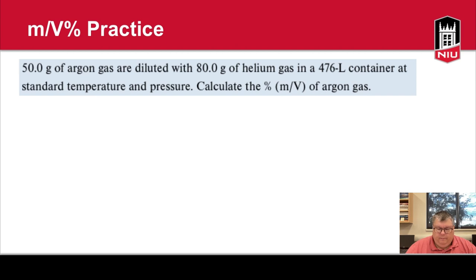Let's do another one. 50 grams of argon gas are diluted with 80 grams of helium gas in a 476-liter container at standard temperature and pressure. Calculate the percent mass to volume of the argon gas. Now this problem looks really complex at first, but it's actually very simple.